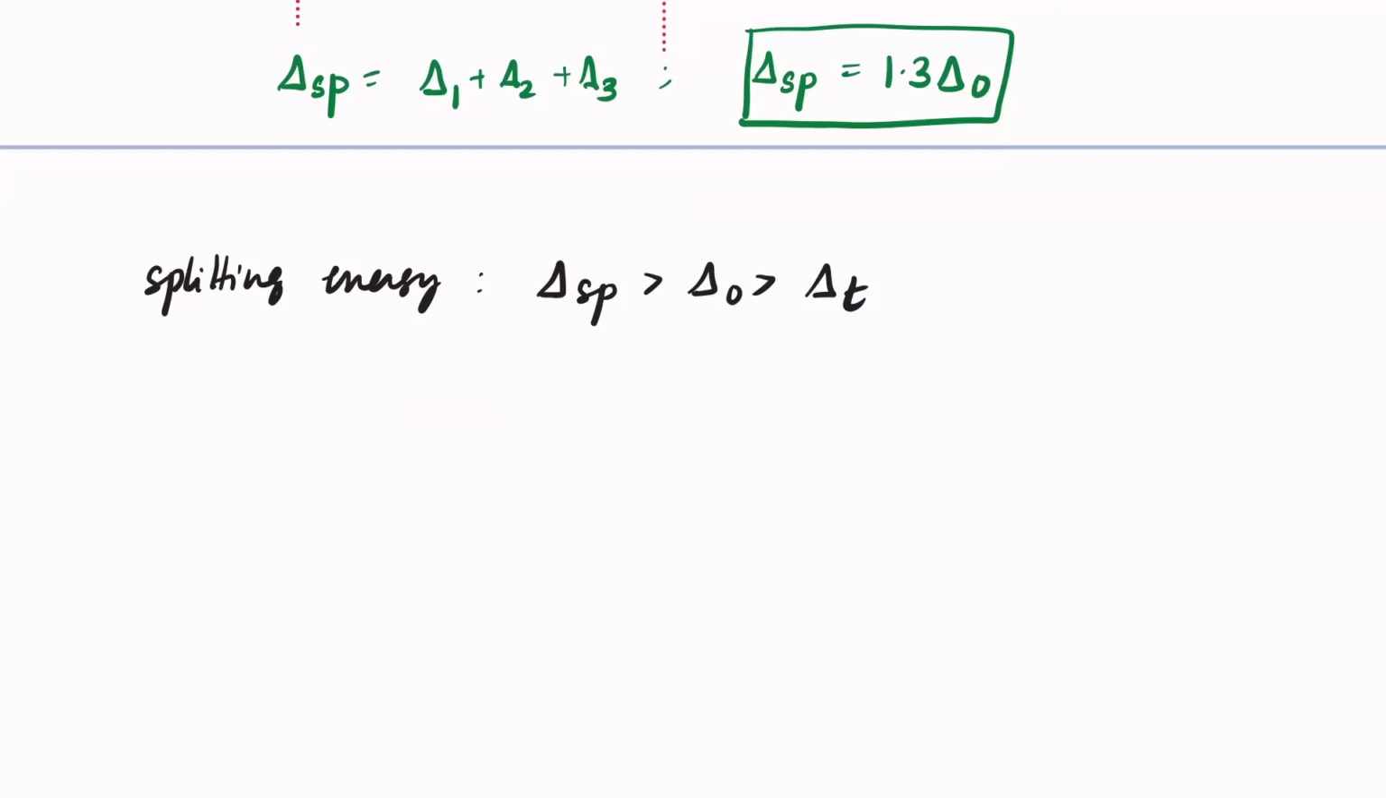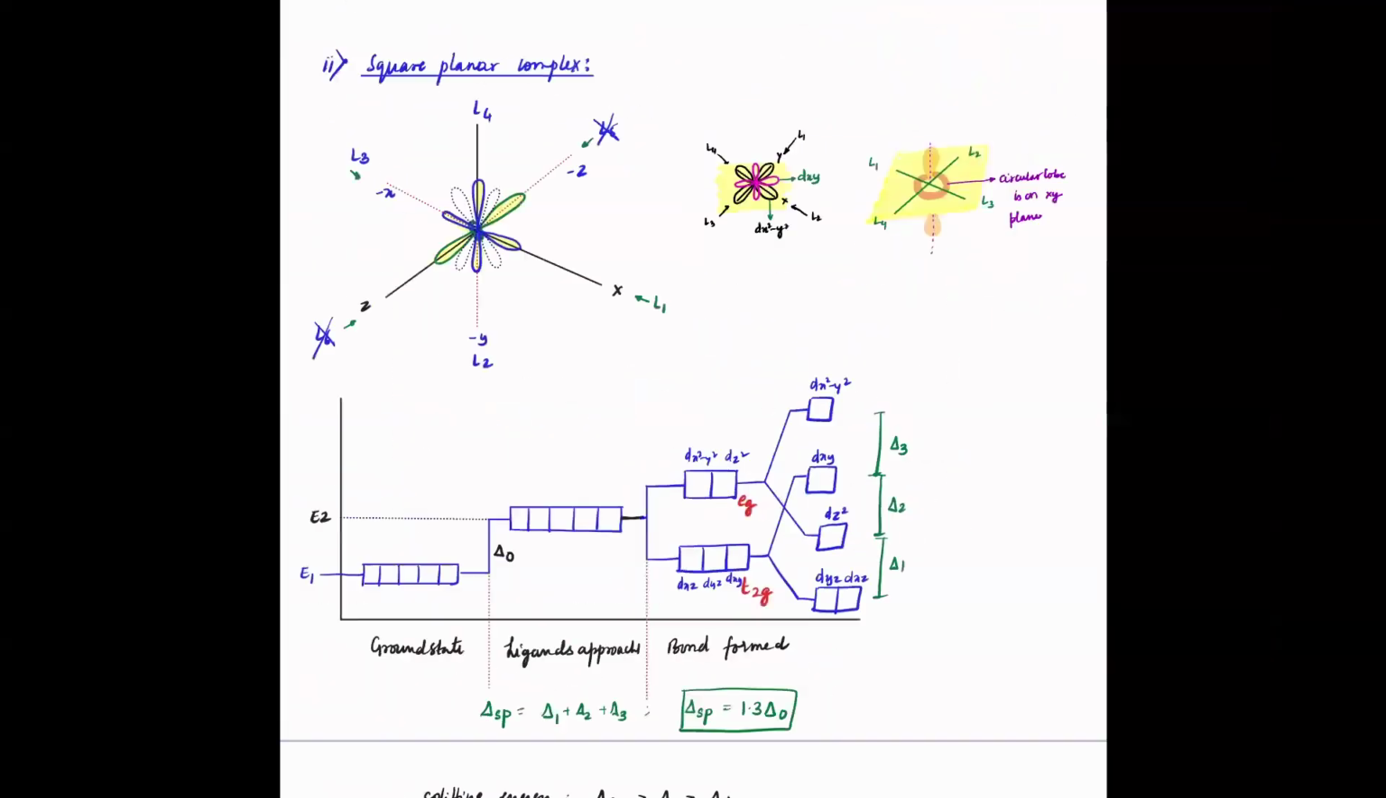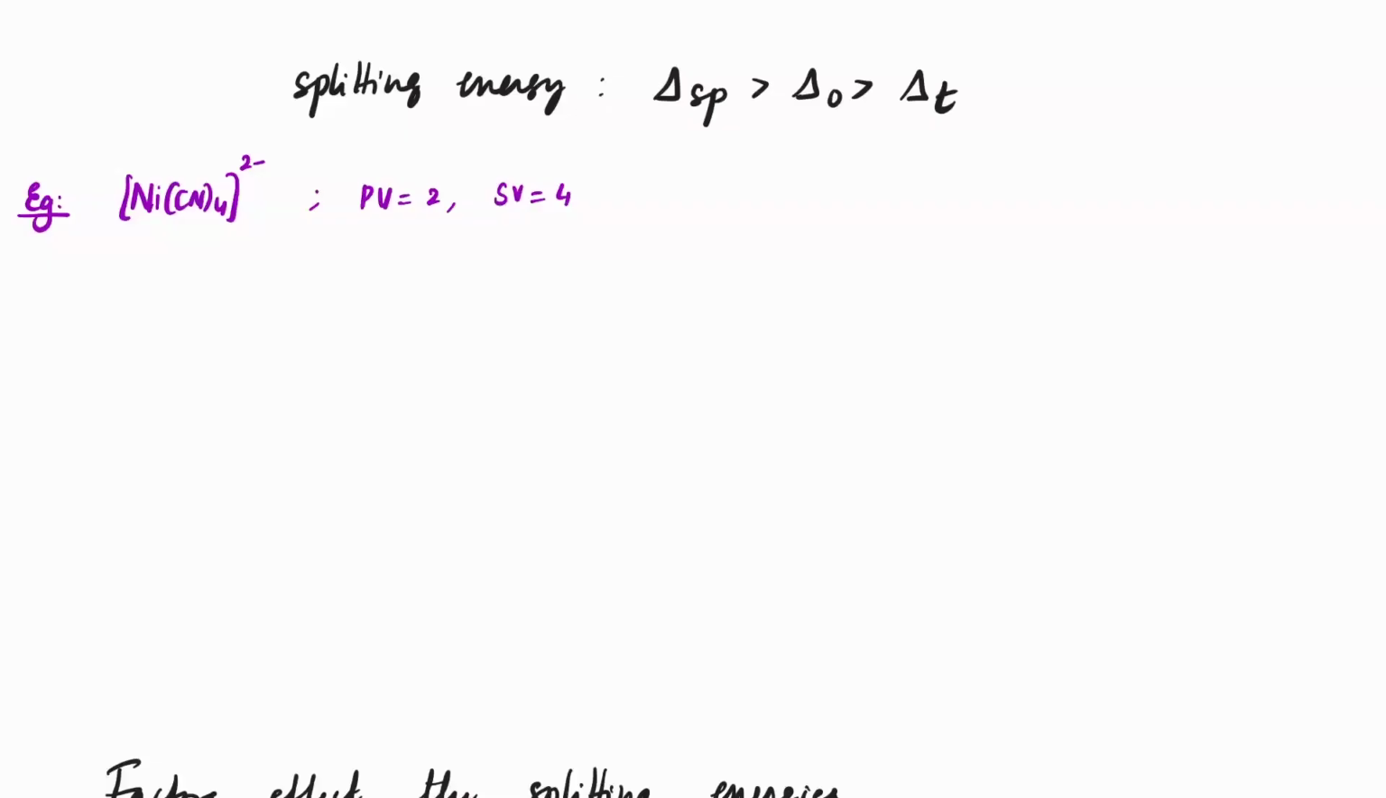Done with that, everybody? Clear? So please look into it once quickly, how the square planar splitting happens. If there is any doubt, you can ask me. So let me show this example: nickel cyanide with 2 minus. Primary valence is 2, secondary valence is 4, and it's a strong field ligand.